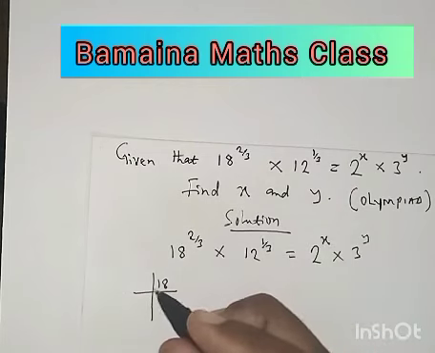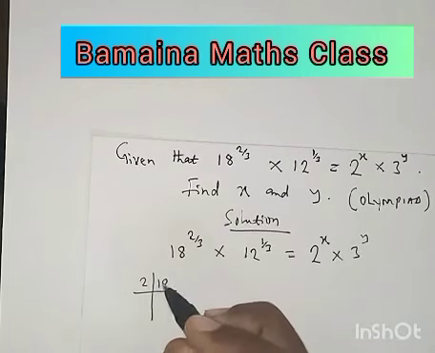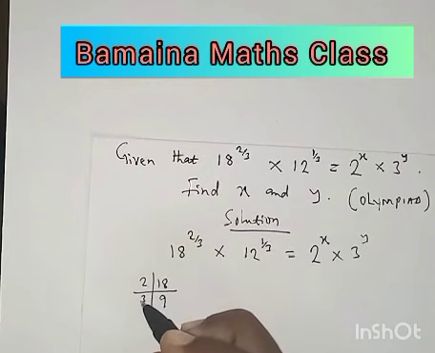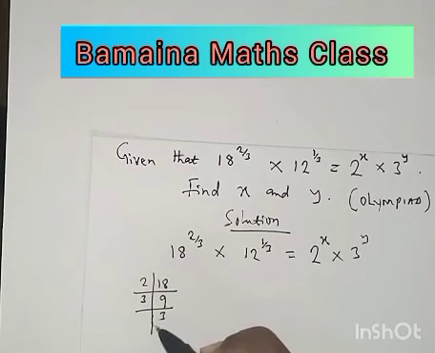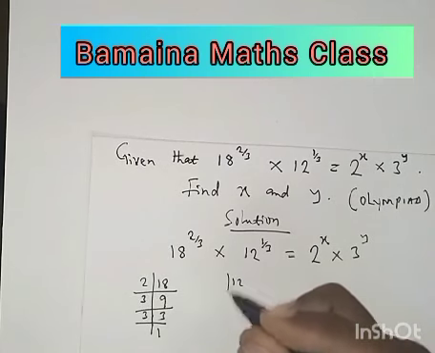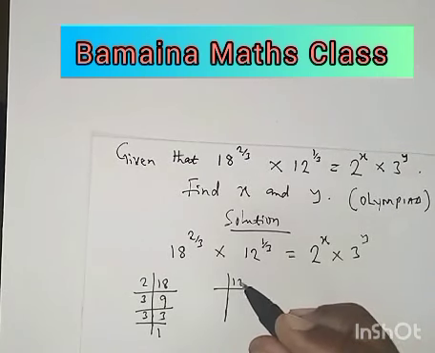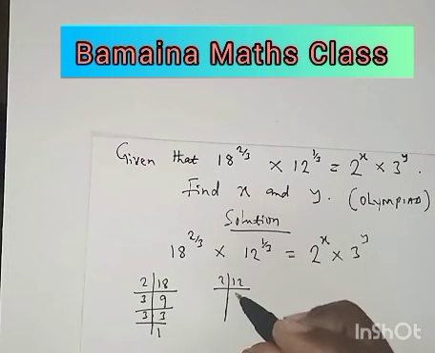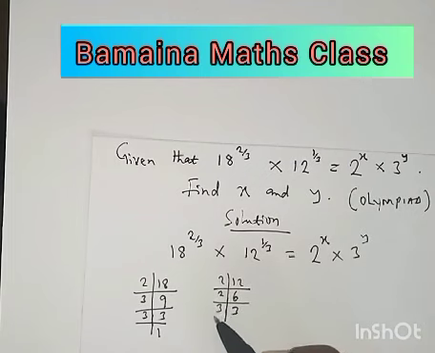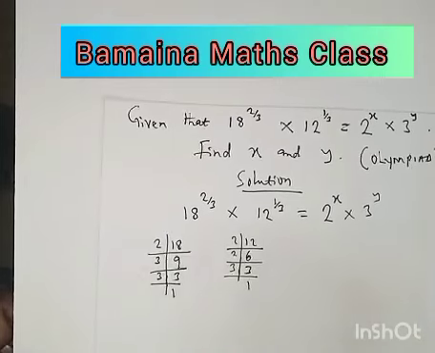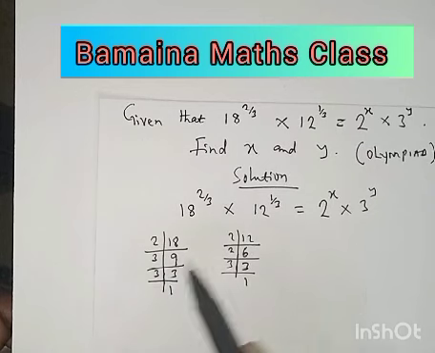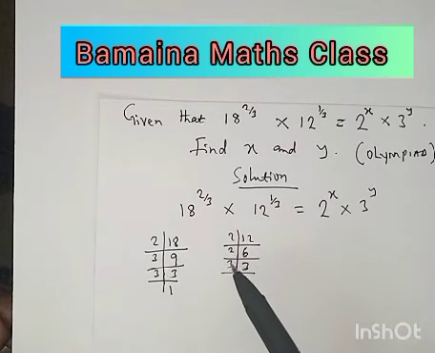the first prime number we have is 2, and 18 can be divided by 2. You have 9. 9 cannot be divided by 2, but can be divided by 3. You have 3. Then 3 can be divided by 3. You have 1. The same thing with 12. The first prime number also is 2, and 2 can go into 12. 12 divided by 2, you get 6. Then 6 can also be divided by 2. You get 3. Then 3 divided by 3, you have 1. So now, this 18 is the same thing as 2 times 3 times 3, and 12 is the same thing as 2 times 2 times 3.